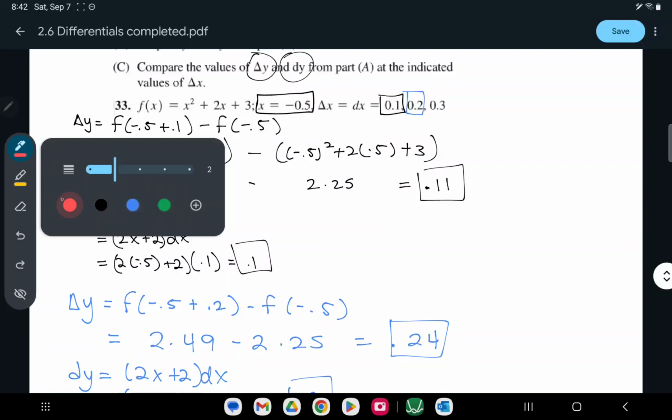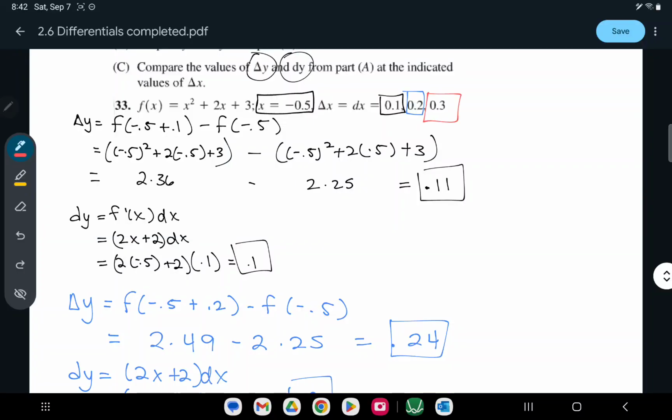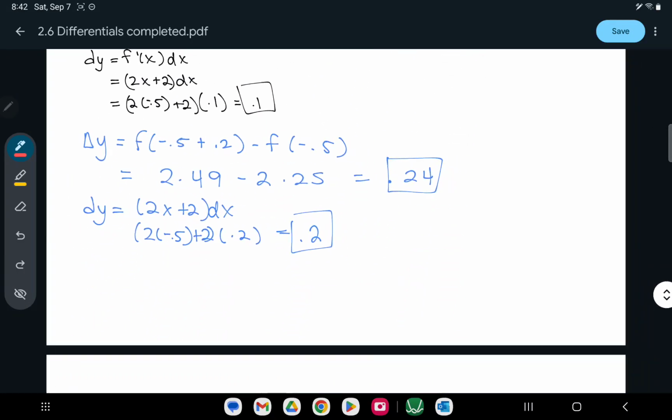Let's do the third one. Do it in yet another color. So the actual change is my change in my y's.